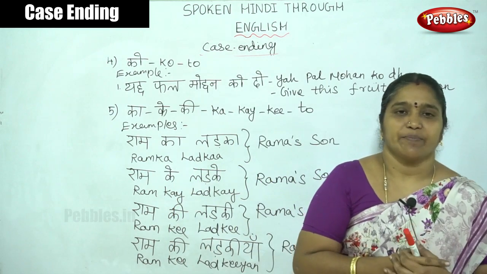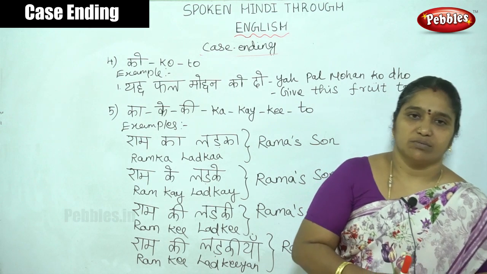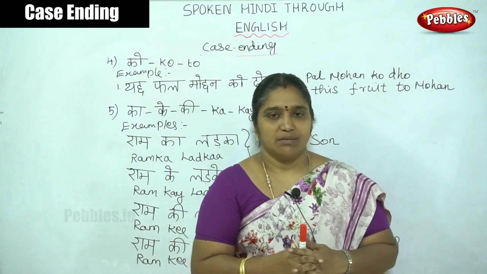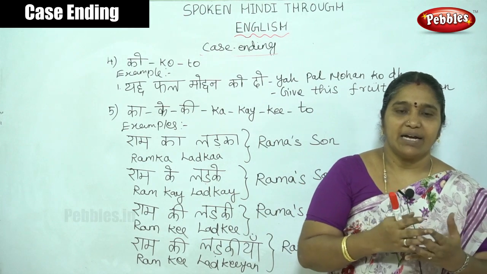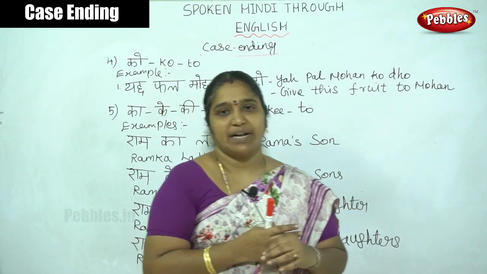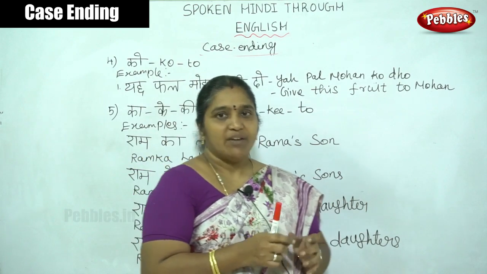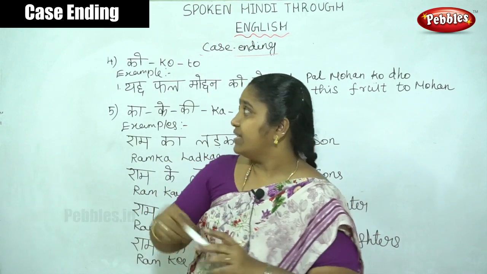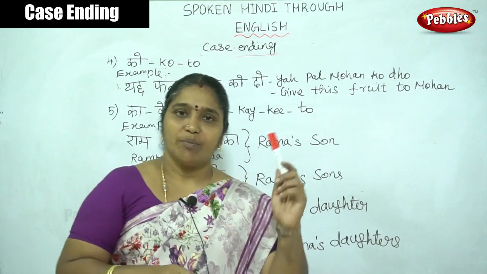Yah coffee Mataji ko do. Give this coffee to the mother. Yah kela bandar ko do means give this banana to the monkey. Wherever necessary, in the place of "to", we have to use the word ko.